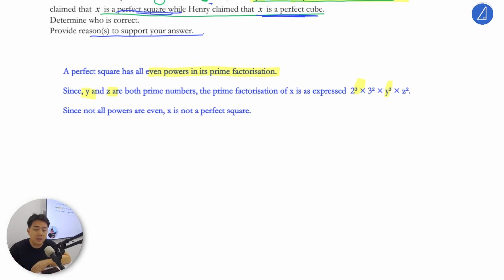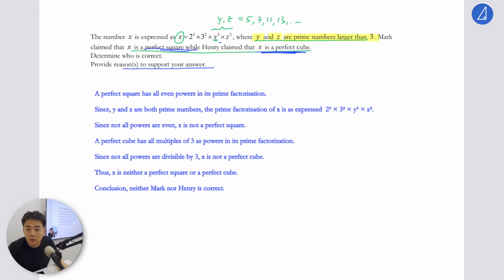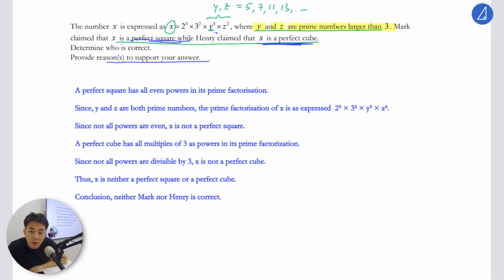Then you write the same thing for the perfect cube. Because the powers, as you can see, are not all divisible by 3, x is not a perfect cube. So neither Mark nor Henry is correct. Okay, so that's how you conclude. That's how you do this question in proficiency.